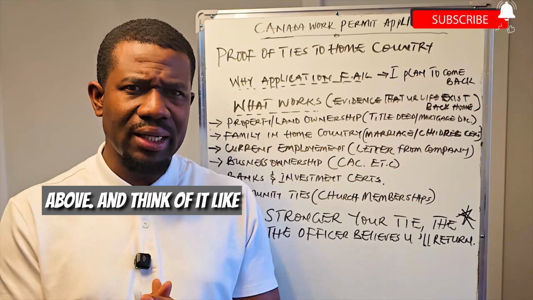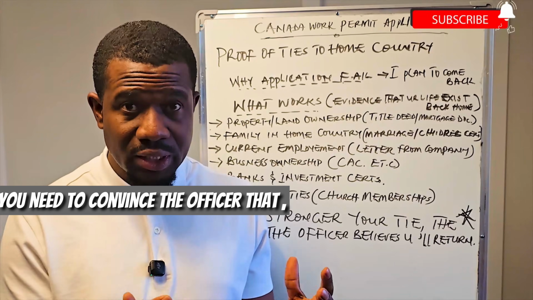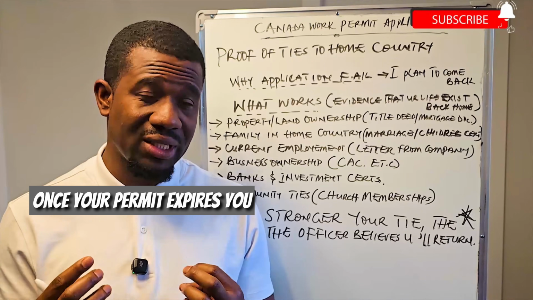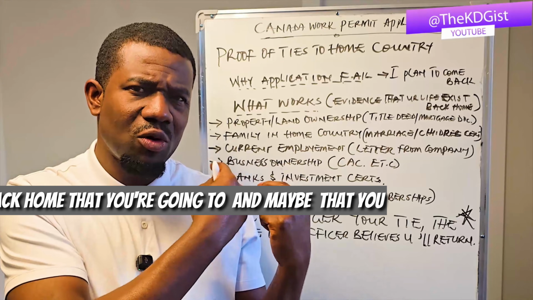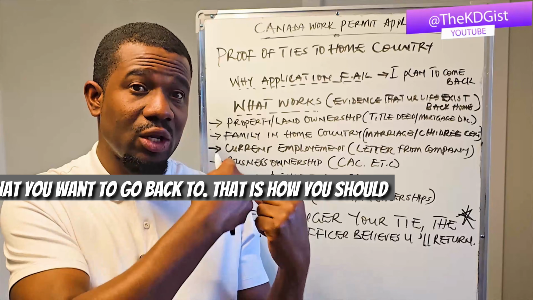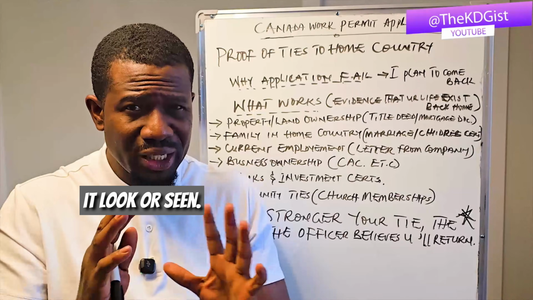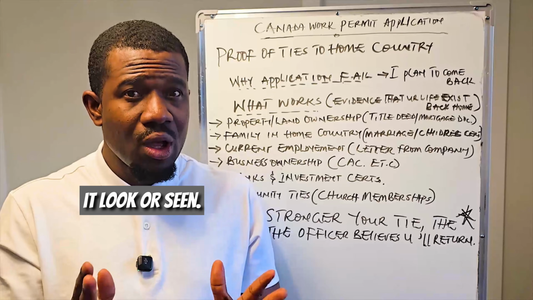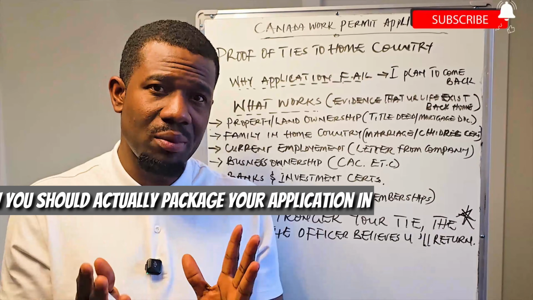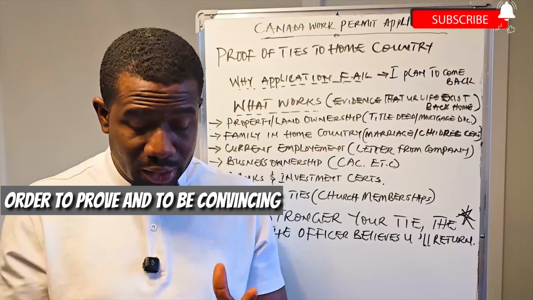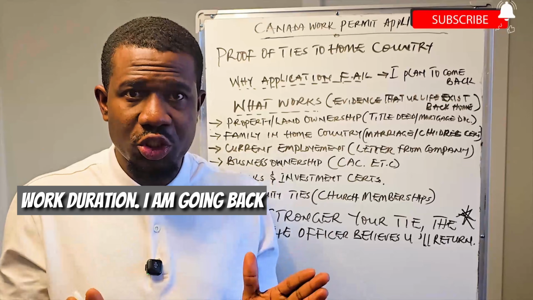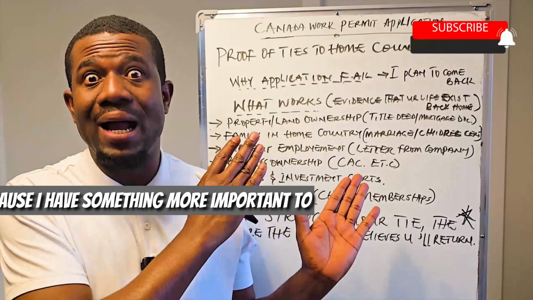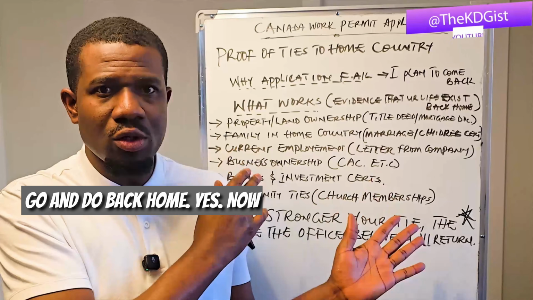Think of it like this: you need to convince the officer that once your permit expires, you have something important back home that you are going to go and meet, that you are missing, that you want to go back to. That is how you should make it look. That is how you should package your application, to be convincing that after this work duration, I am going back because I have something more important to do back home.